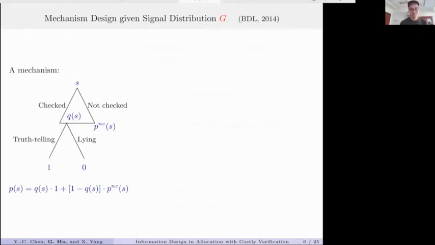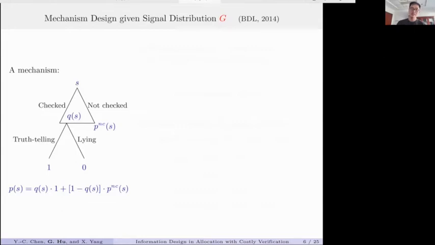Let's first introduce the mechanism, and particularly we care about the direct mechanism. So in a direct mechanism, usually the agent is asked to report the private information signal S. And after the report of the signal, this agent may be checked and may not be checked. So there are two possibilities. If we consider the probability of being checked, then it's a continuum. The probability of being checked is denoted by Q of S. So that one depends on the reported signal S.